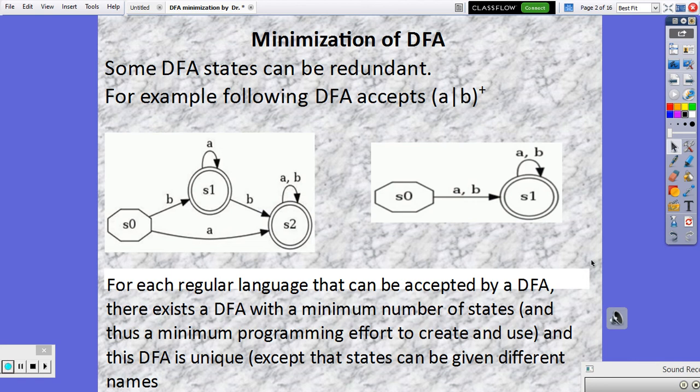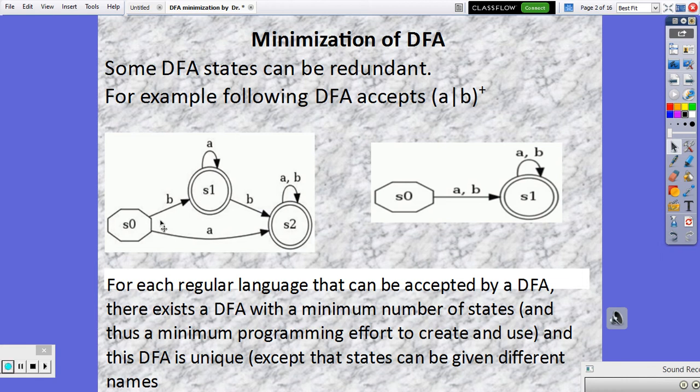As we see in the diagram, we have two DFAs given, and the language for both DFAs is a(b)+. Here we have 3 states and here we have 2 states, and the language is the same. So we can say that this DFA is optimal. By optimal I mean that this DFA contains the minimum number of states required for this particular language.